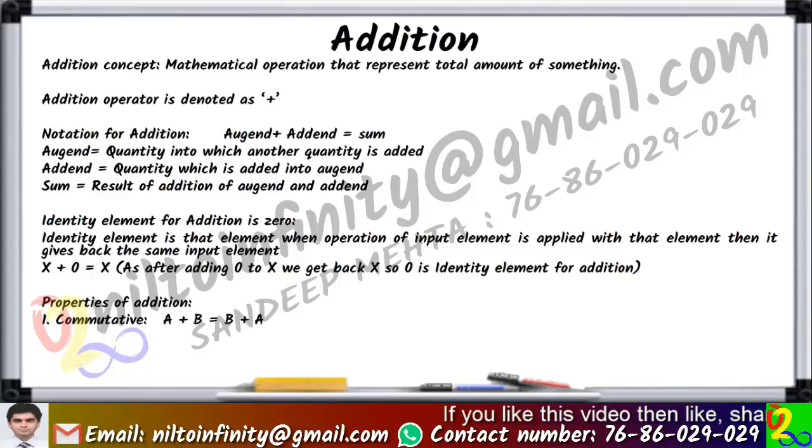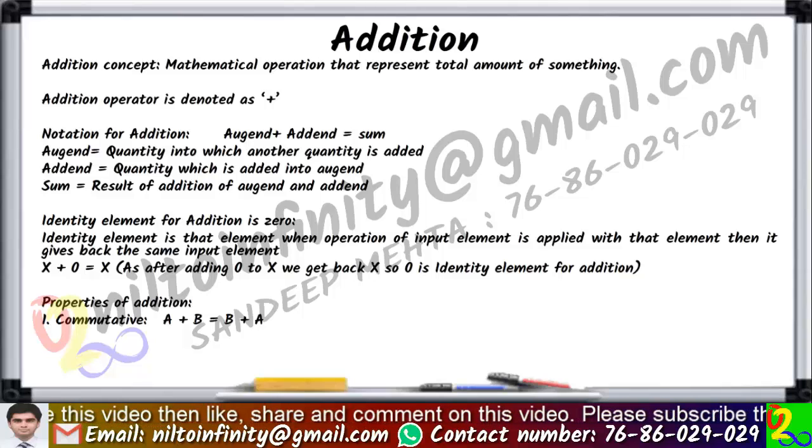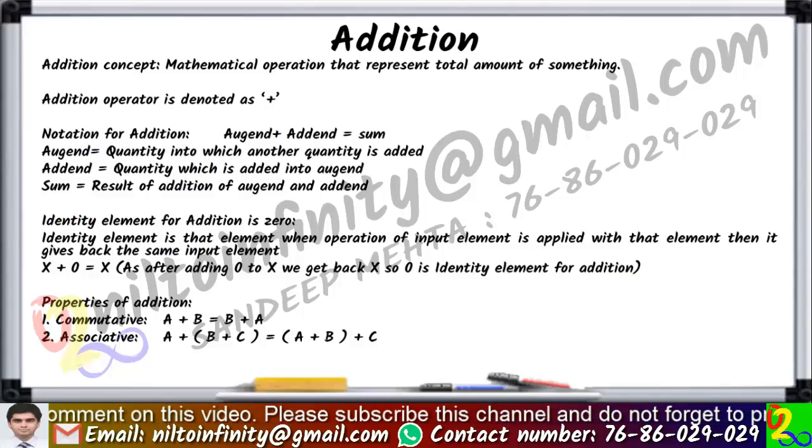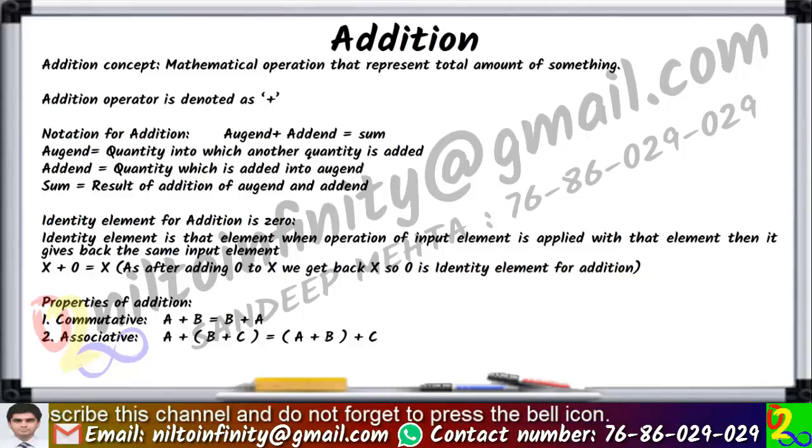Here are some of the properties of addition. Number 1, commutative property of addition: A plus B is equal to B plus A. Number 2, associative property of addition: A plus (B plus C) is equal to (A plus B) plus C.